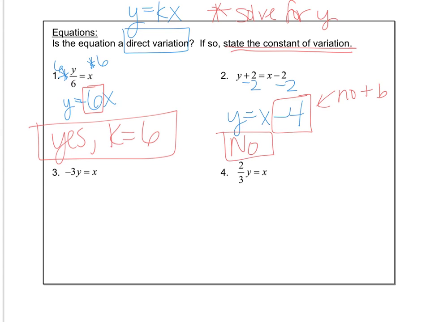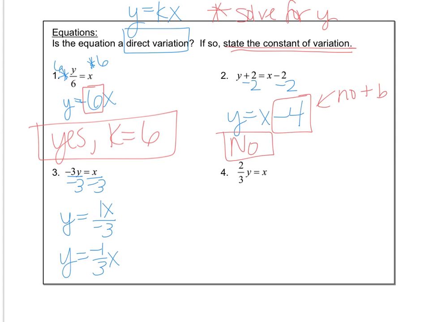If you look at number 3, in order to get y by itself, I have to get rid of that negative 3. I'm going to do so by dividing. Divide by negative 3, we get y is equal to... This is where it's really important, if you can kind of think of that as 1x over negative 3, we want to write that as a fraction. So that's y is equal to negative 1/3 x. So we can really see what k is.